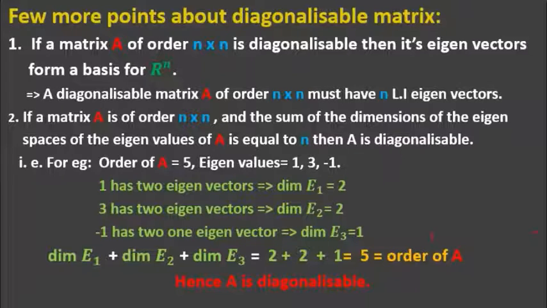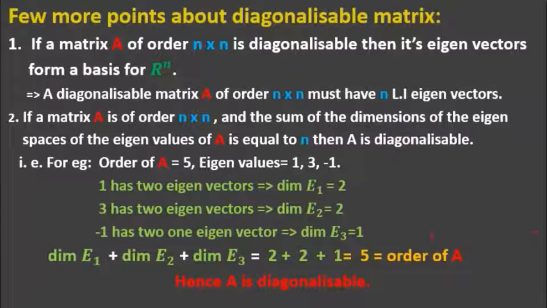If a matrix A is of order n by n, and the sum of the dimensions of the eigenspaces of the eigenvalues of A is equal to n, then A is diagonalizable. So let us just look at this sentence again. Order is n by n, matrix order, sum of the dimensions of the eigenspaces.